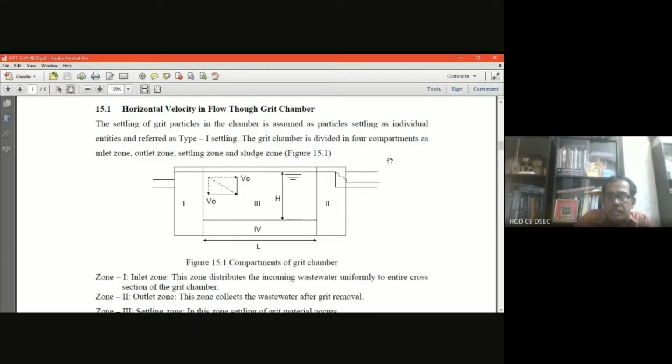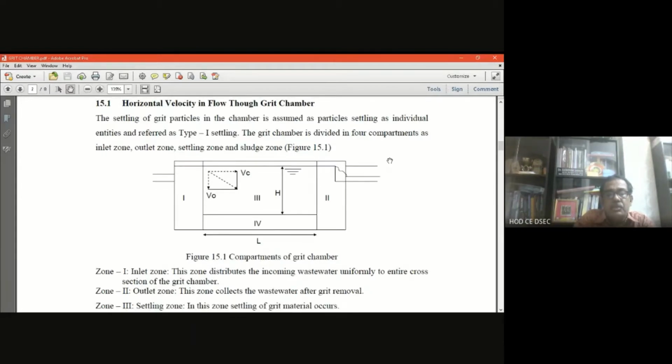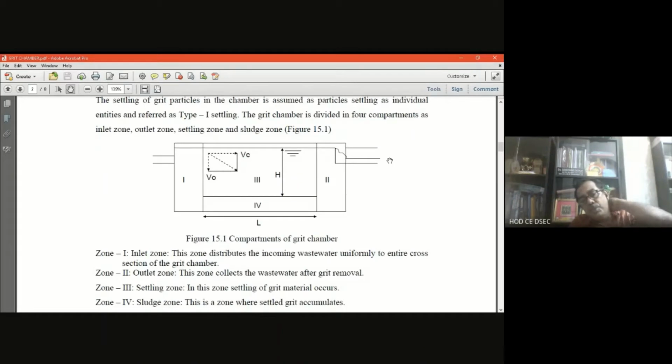That means this zone distributes the incoming wastewater uniformly to the entire cross section of the grit chamber. So this is the uniform distribution zone. So this is zone 1. Now, what is zone 2? It is the outlet zone. That is, this zone collects the wastewater after the grit removal.